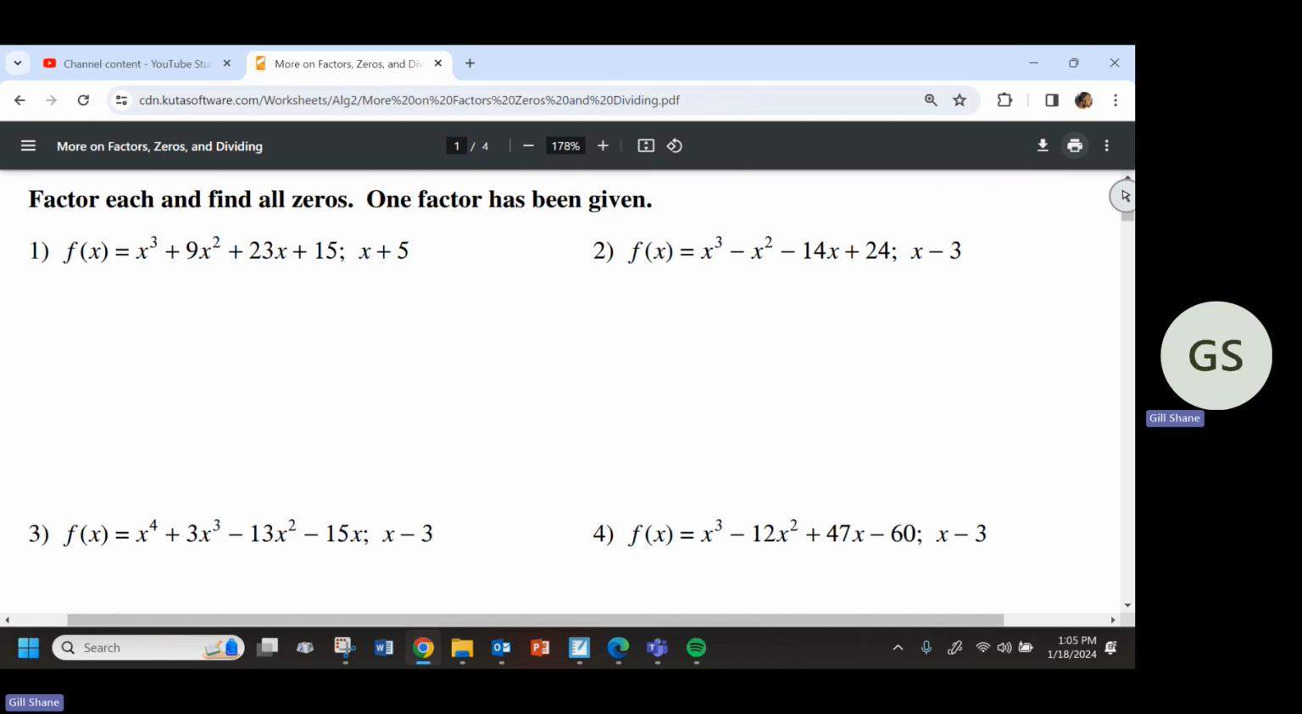I'll say find all of the zeros, and I'll say one factor is given. So this is the word right here. Looking at one of your problems, it'll just be a different polynomial. What do we do? First step.